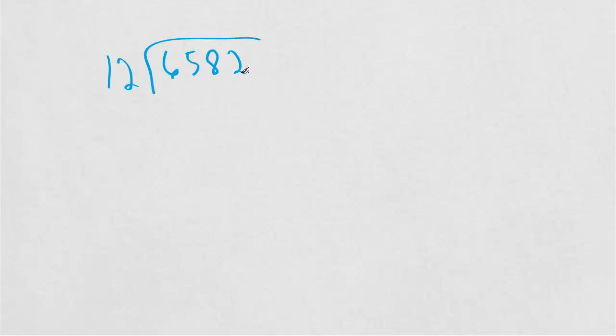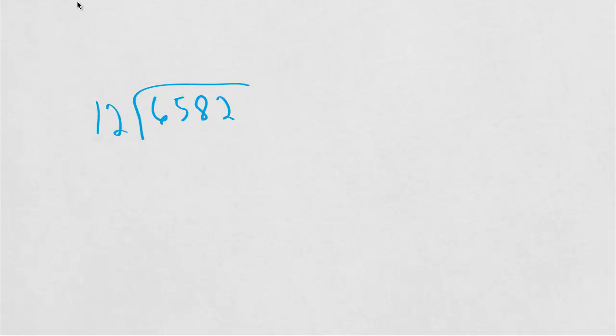6,582, right? Pretty crazy numbers right here. Actually, I'm going to drag this down a little bit so we have more room. Okay, big picture, we're talking thousands first. So can we do anything with the thousands place? 12 does not go into 6.